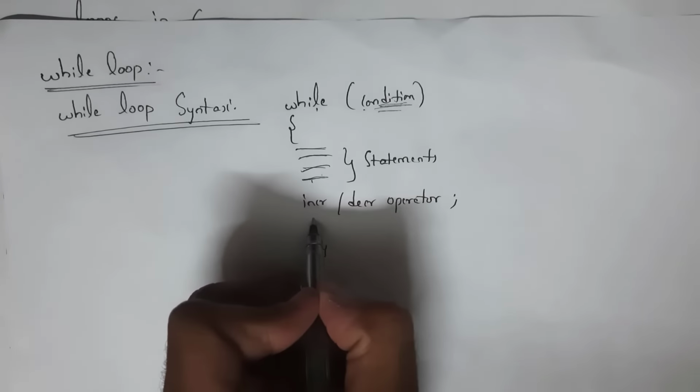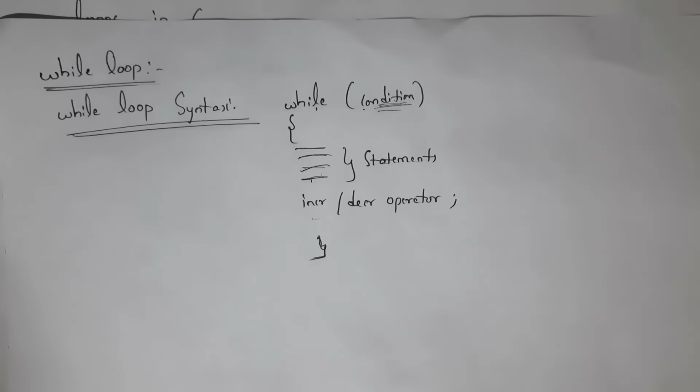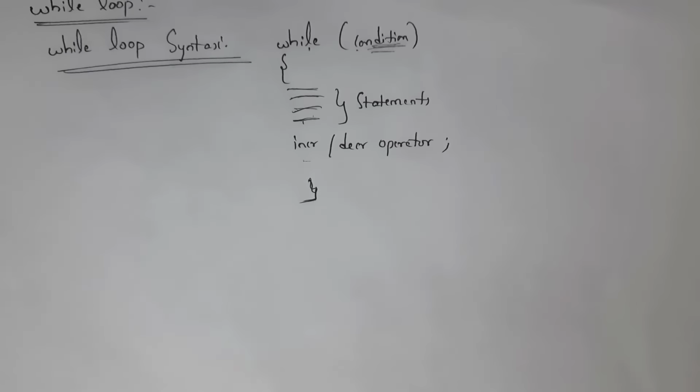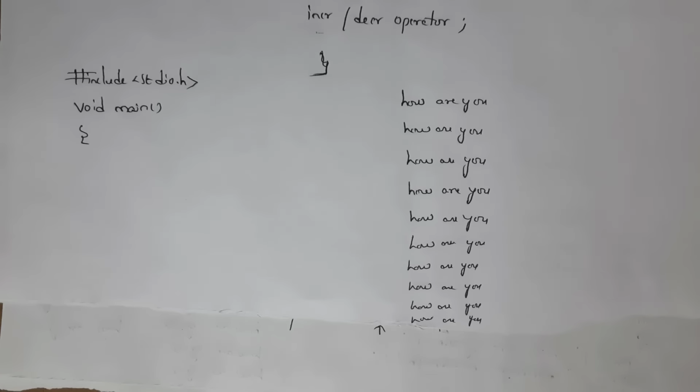Guys, definitely you need to give the increment and decrement operator here. I will give one example so that you can clearly understand what this while loop is. The same program which I explained before for the for loop, I will explain by using the while loop. Here I want to print how are you 10 times.